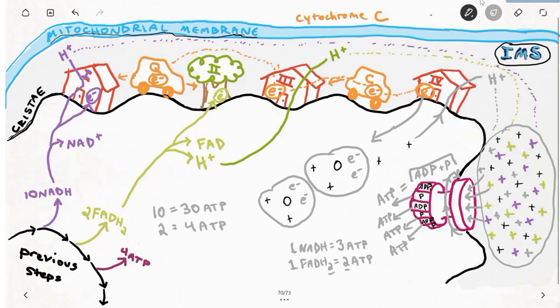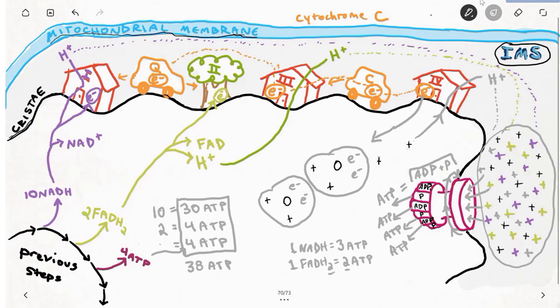And then we have this leftover 4 ATP that we didn't do anything with in this step. It was just already made from the previous steps. So 30 ATP plus 4 ATP plus 4 ATP equals 38 ATP, which is what is produced for the entire aerobic metabolism cycle.